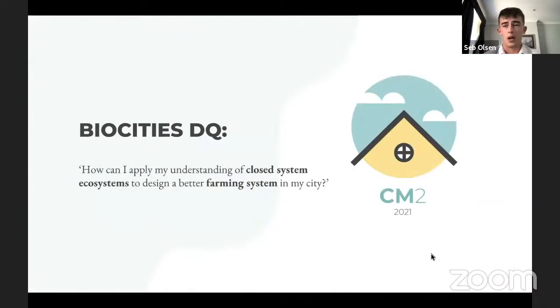So here's the driving question, the question that sums up the problem that we're facing for this module. In this case, it was how can I apply my understanding of closed system ecosystems in order to design a better farming system in my city.